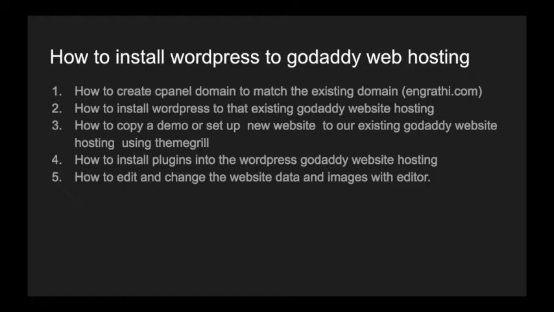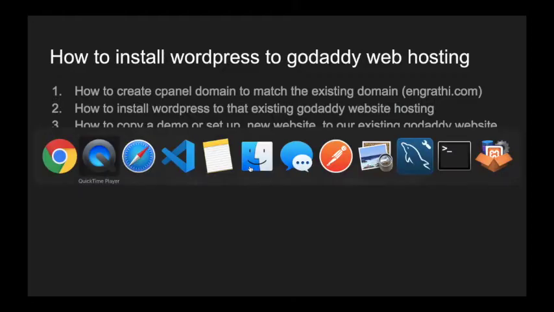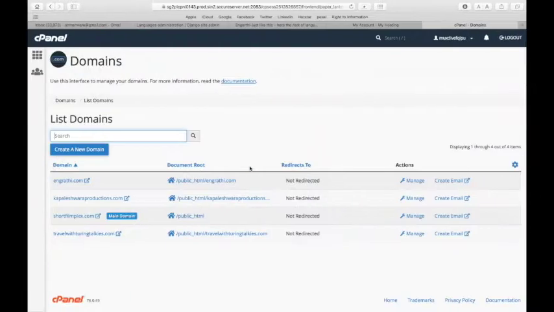In this we are going to see how to create a domain in our cPanel, in our GoDaddy web hosting, to match the existing domain. Suppose I have an ingrati.com web domain and I want to point my data, or point my WordPress website, to that domain. So we need to create ingrati.com in our cPanel where we have GoDaddy web hosting.